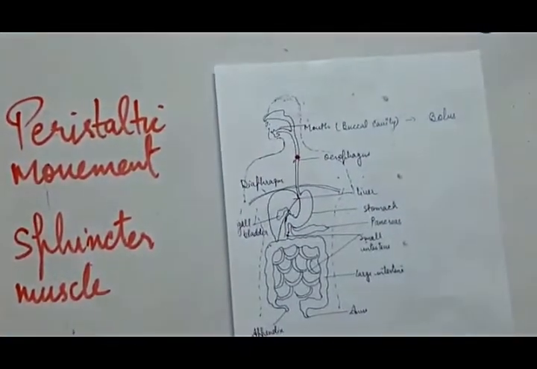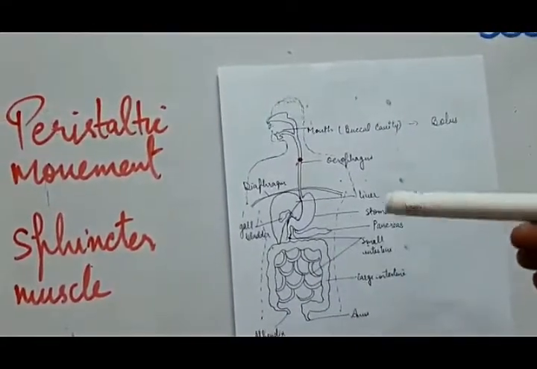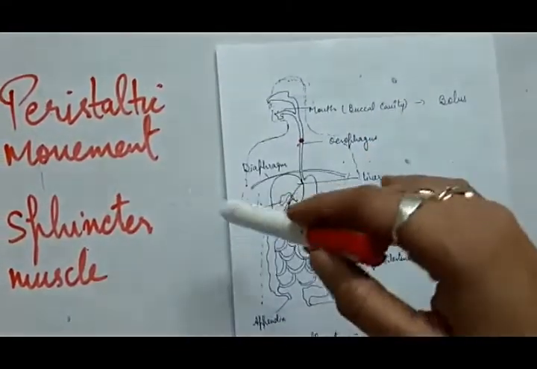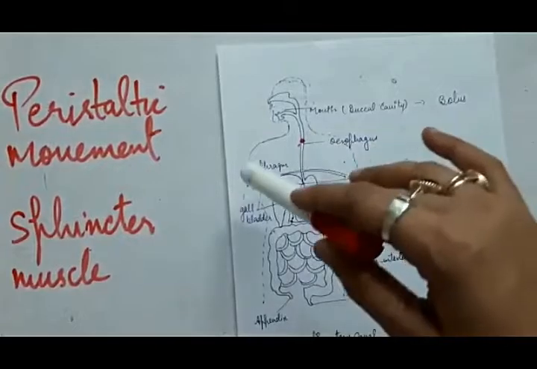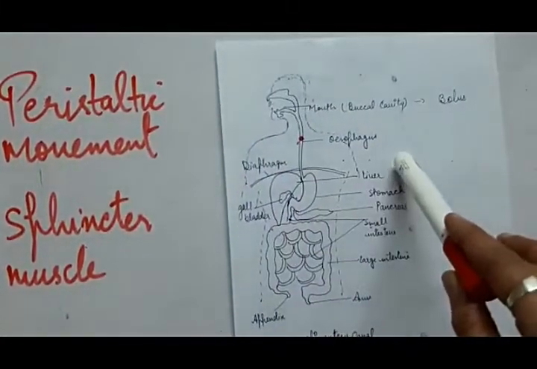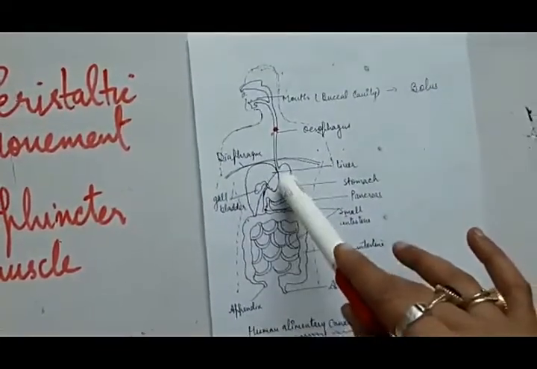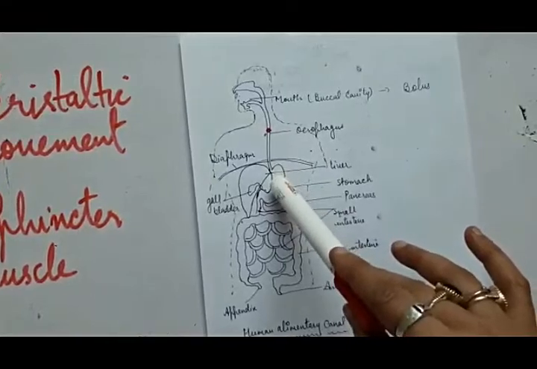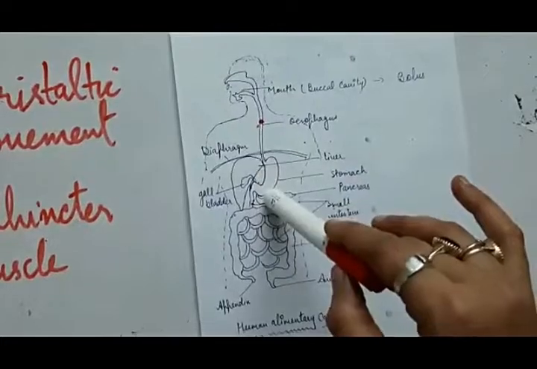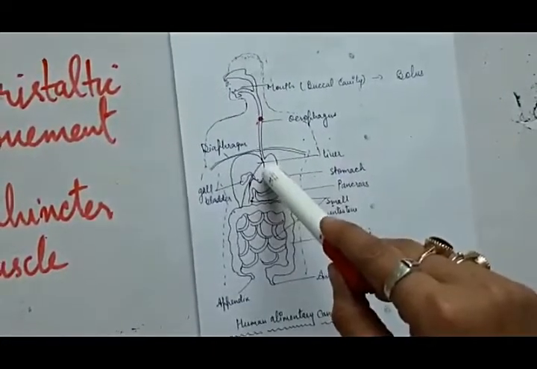You can also say peristalsis, meaning the food is passed through the esophagus by the help of the muscles. This is called peristaltic movement, and it happens in the esophagus or food pipe. And after that, food is passed to the stomach, where the bolus is churned by the help of HCl.